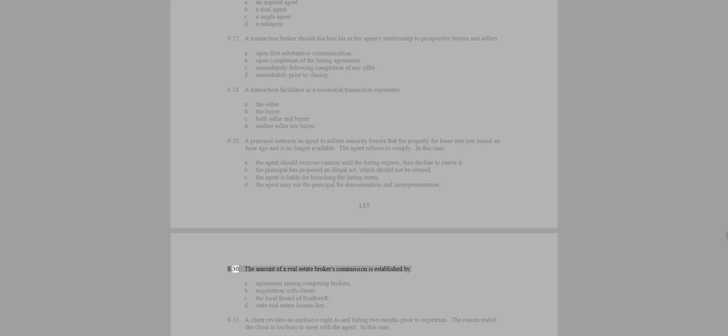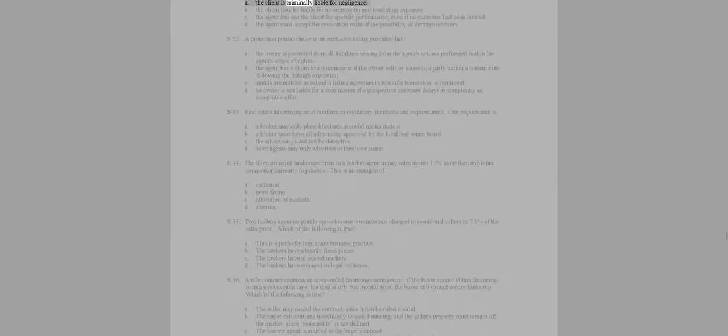S30. The amount of a real estate broker's commission is established by an agreement among: A. competing brokers. B. Negotiation with clients. C. The local board of realtors. D. State real estate license law.